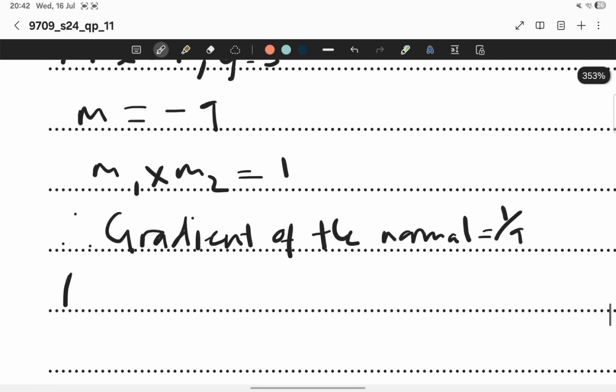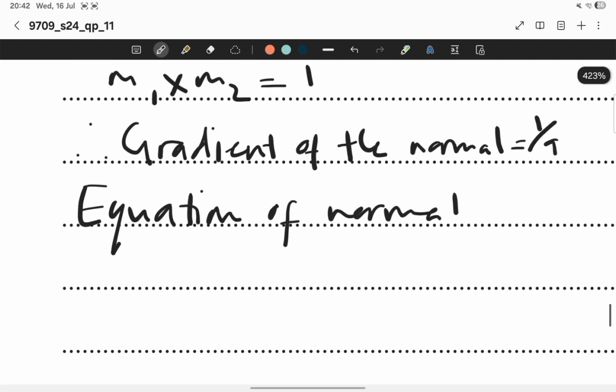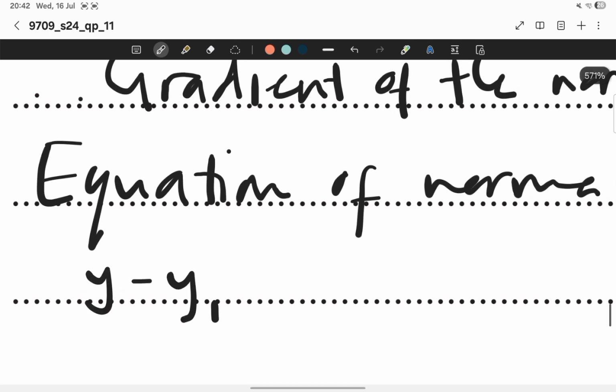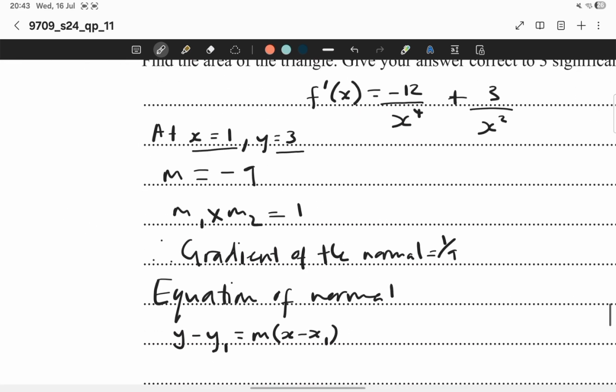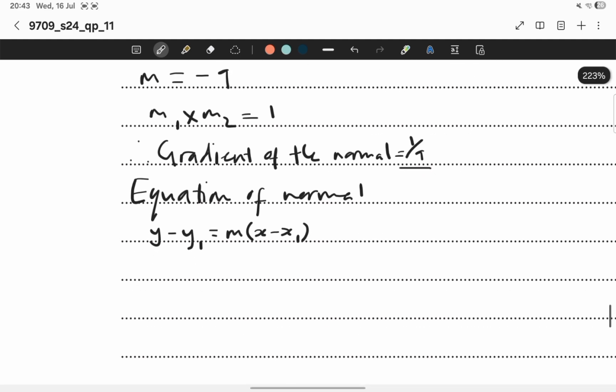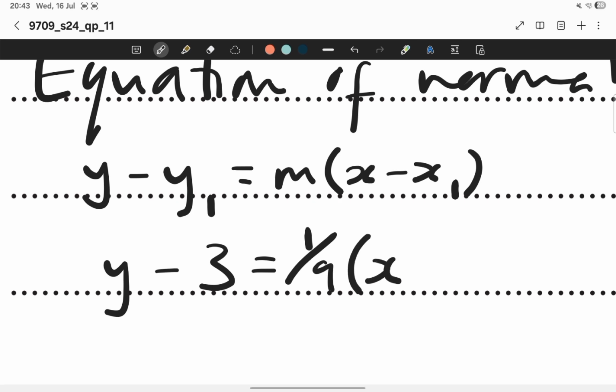So the equation of the normal we are going to get by saying y minus y1 is equal to m(x minus x1), using this point right here, (1, 3), and the gradient 1 over 9. So that will be y minus 3 is equal to 1 over 9 (x minus 1).